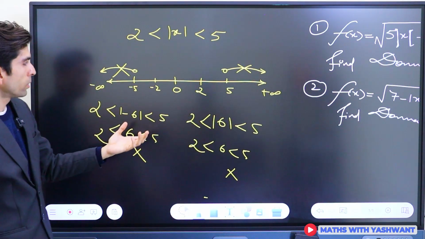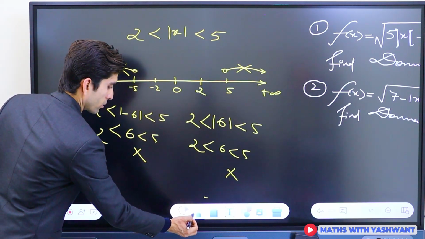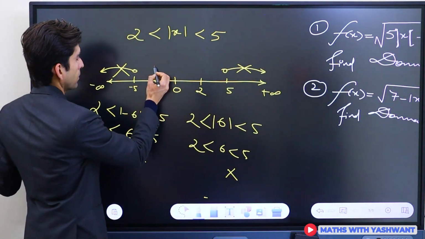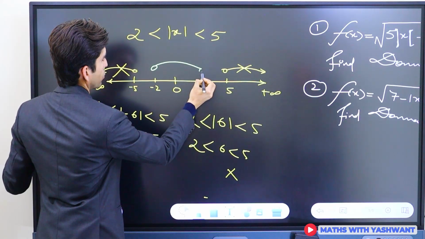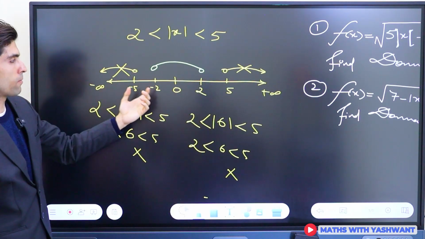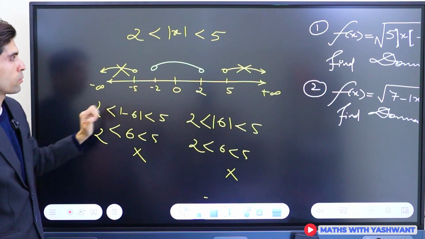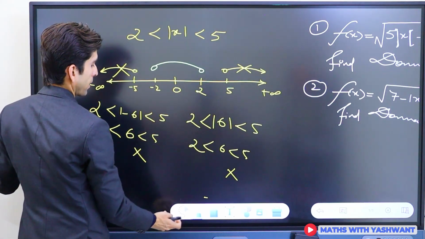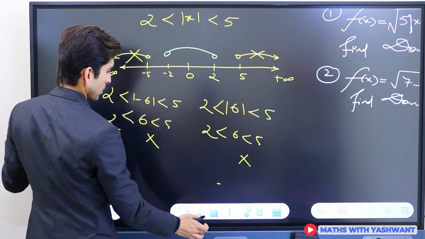Now we'll try to put some values of x from this interval, negative 2 to positive 2, and we'll see what's happening. Let's take some values of x. Let's say we take negative 1 and positive 1, and we put them in the inequality and verify what's happening here.